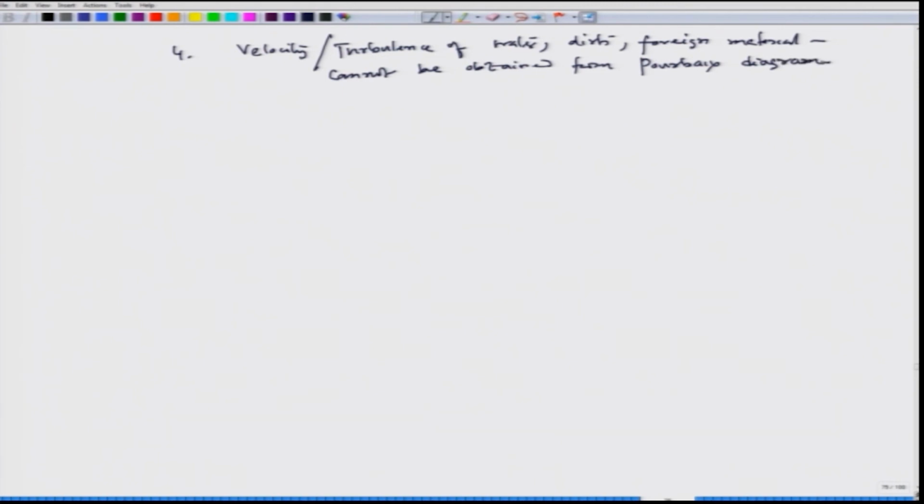So, it is very clear that though the Pourbaix diagram gives a lot of information about the possibilities, it cannot give us any information about the actual happening. So, in order to know the actual happening, we need to understand the kinetics of corrosion. So, now we end our Pourbaix diagram. Now, we will shift to kinetics of corrosion from the next lecture onwards.